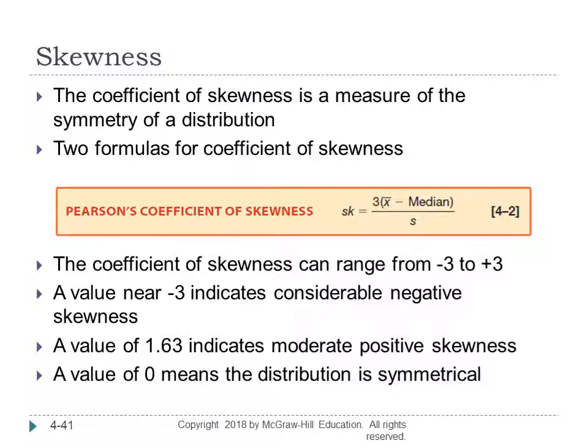If you get a number like 1.63, then you have positive skewness, but it is moderate. Since this is not close to 3, 1.63 represents moderate positive skewness. If you get 0, then that tells you the distribution is symmetric.